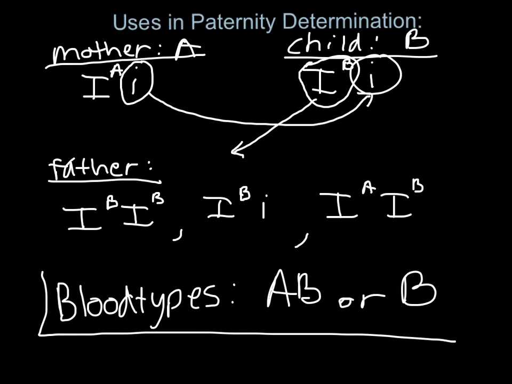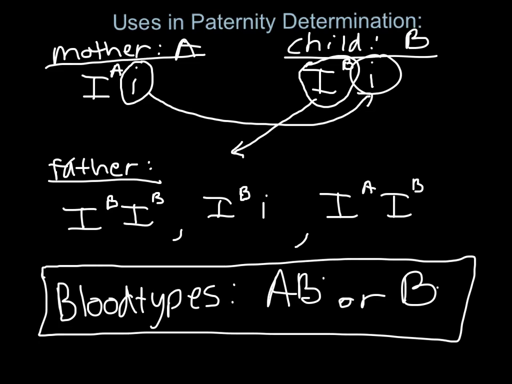So if in a court case you saw from a blood typing that the presumed father was not one of these, either type AB or type B, then he would be ruled not the father. And if he was type AB or B, he would be presumed as the father, but there would be other tests for that.